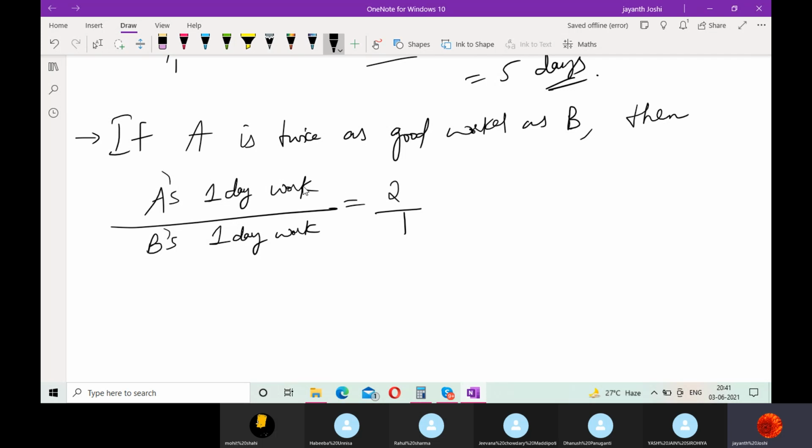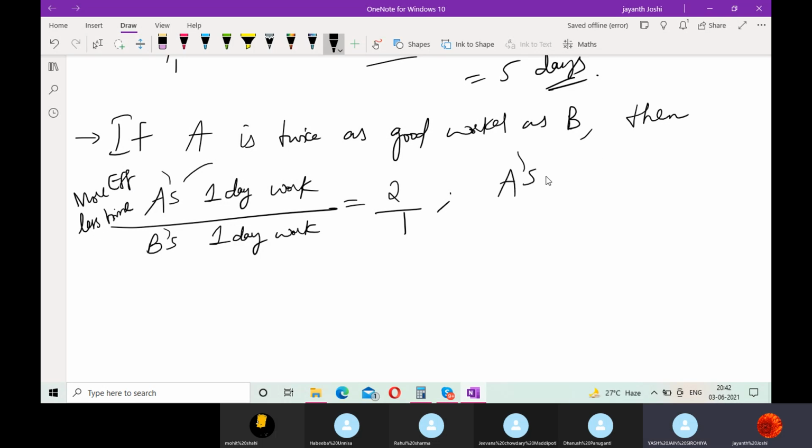Please understand, A is a better worker than B, correct? So will he do more work or less work? A is a better worker than B, so who would do more work in one day? A would. A is twice as good as B, so A would do two times more work than B. And the time taken by A would be half of B's, correct? If you are more efficient, you will take less time. Correct? Yes, sir. That's understood.